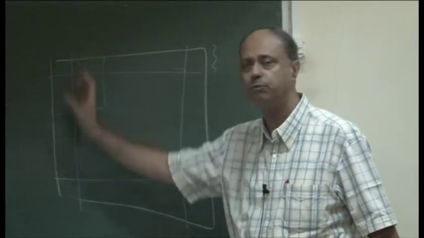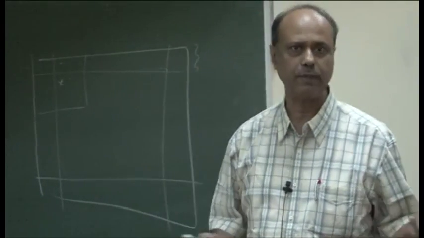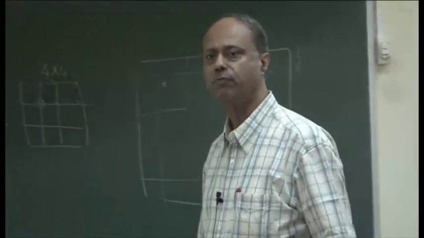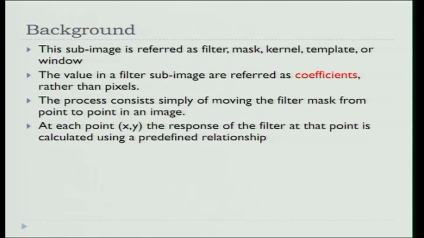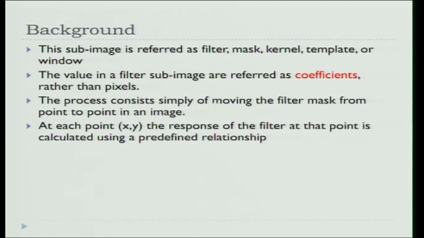The border line we don't consider. We will assume that they are all false minutiae. Whatever minutiae will be there, they are all false. So the word I have used, the sub-image. Now the sub-image is sometimes, in some books, called a filter. In some books you will get the mask. In some books you will find it is a template, kernel or window. So it is not necessary that it will be called mask or kernel. It may be called a window also.